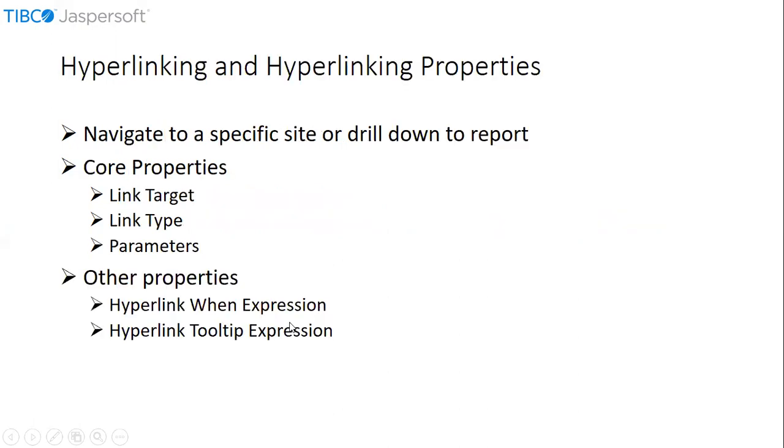Let's get started. What is hyperlinking? Hyperlinking is a mechanism to navigate to a specific website or to drill down from a master report to a child report. The core properties included with hyperlinking are link target, link type, and parameters. The other properties are hyperlink when expression and hyperlink tooltip expression. We will see more about these properties in the next slides.